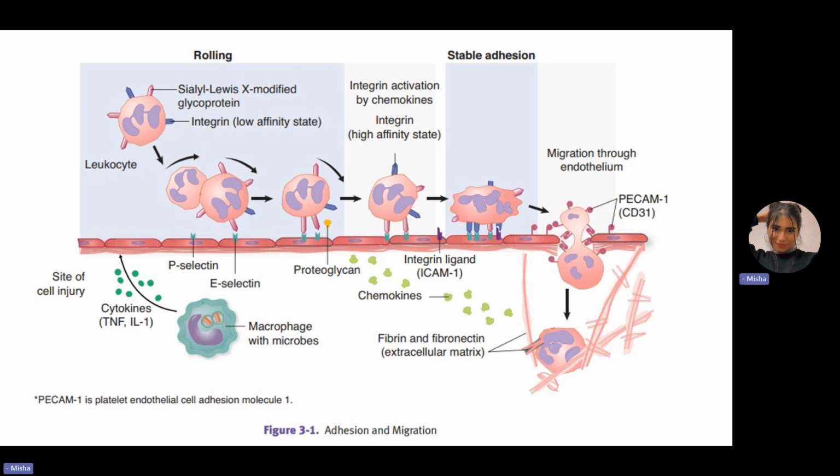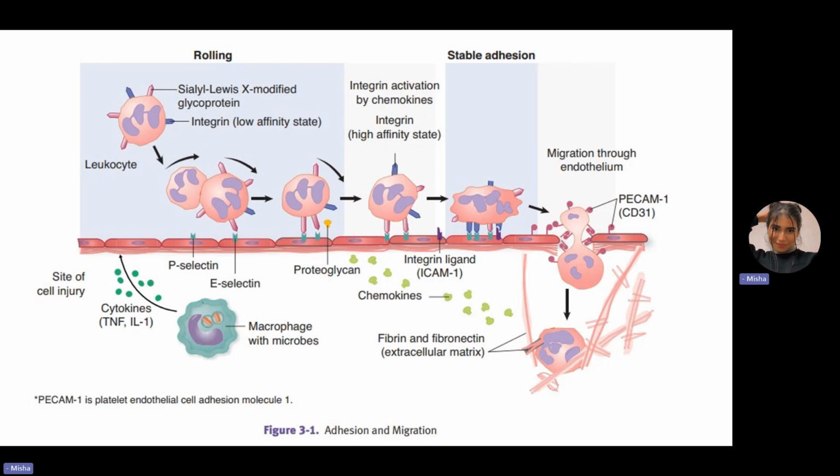Then we have rolling, in which histamine, tumor necrosis factor alpha, and interleukin 1 cause expression of selectins on the endothelium, as we can see P selectins over here, which interact with sialyl Lewis X on WBCs. So we can see that there's an interaction over here. Once they're bound, adhesion occurs. TNF alpha and interleukin 1 cause expression of CAMs on the endothelial cells. Here we can see integrin ligands, right? So CAMs on the endothelium interact with the integrins on the WBCs.